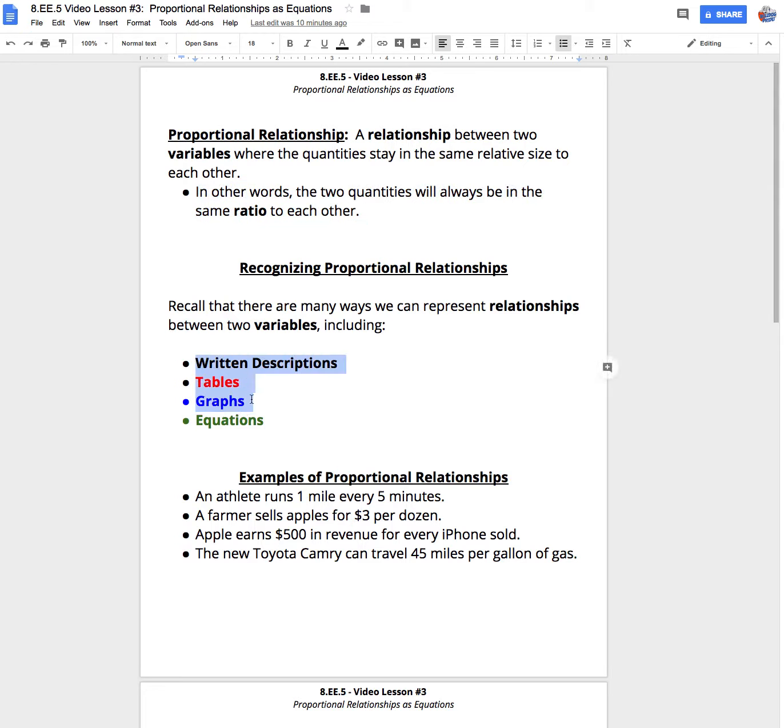In the previous videos, we looked at written descriptions, tables, and graphs to see what characteristics a proportional relationship would have when it was shown as one of those three forms. And in this video, we will look at what characteristics an equation has if it's the equation for a proportional relationship. The video will continue to look at the example of an athlete who runs 1 mile every 5 minutes.